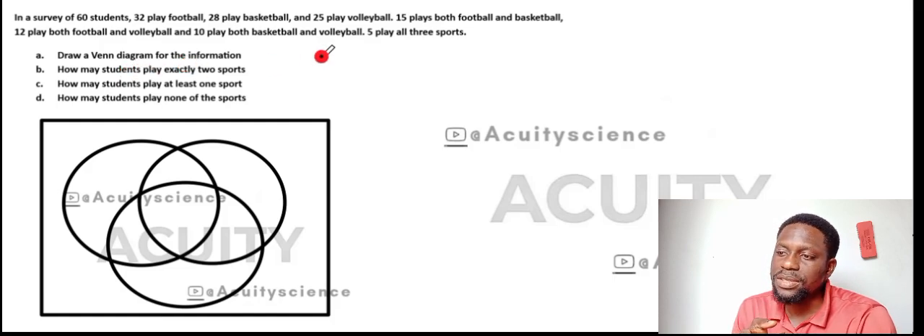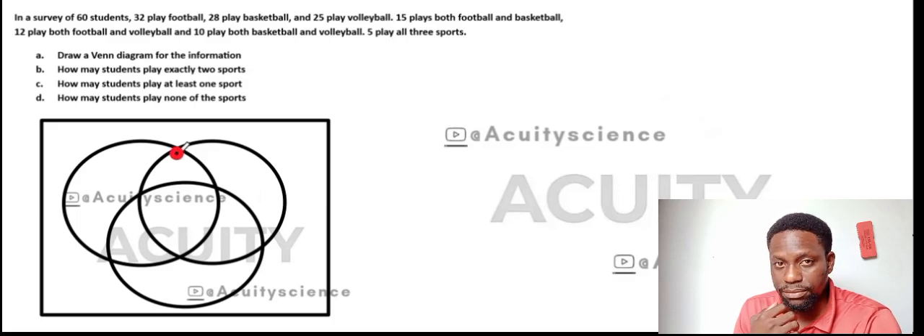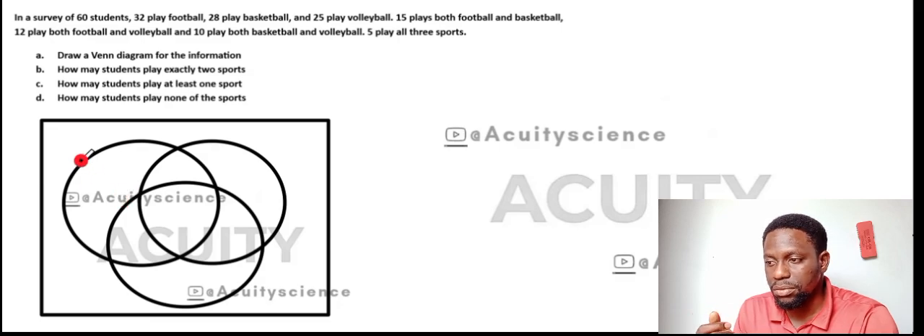We'll have to start from the most definite information here, which is the last one: 5 play all three. But before then, this is what the Venn diagram looks like. Because we have three variables, football, basketball, and volleyball, we need 3 circles. So we'll start by labeling the circles with their initials.